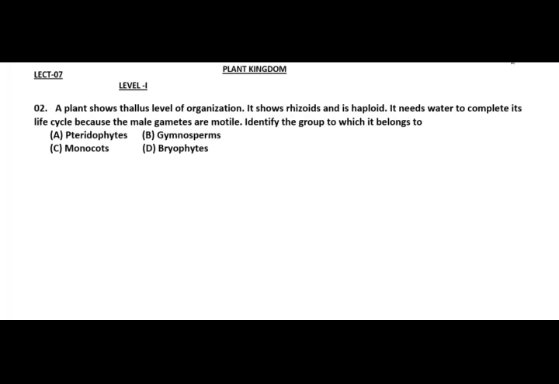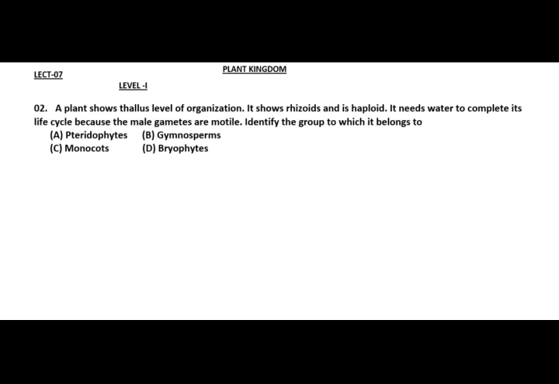So let's see the objective questions. The first question from level 1. A plant shows thallus level of organization. It shows rhizoids and is haploid, and it needs water to complete its life cycle because the male gametes are motile. So identify the group to which it belongs. The options here: pteridophytes, gymnosperms, monocots, and bryophytes.